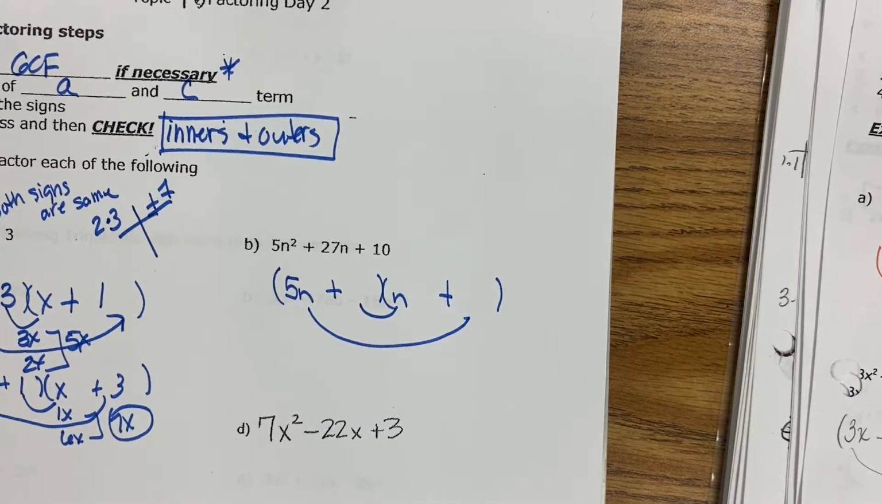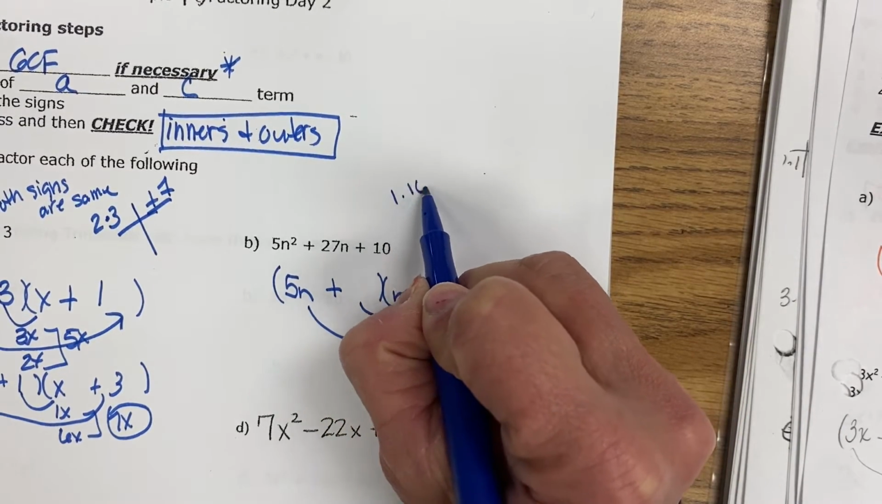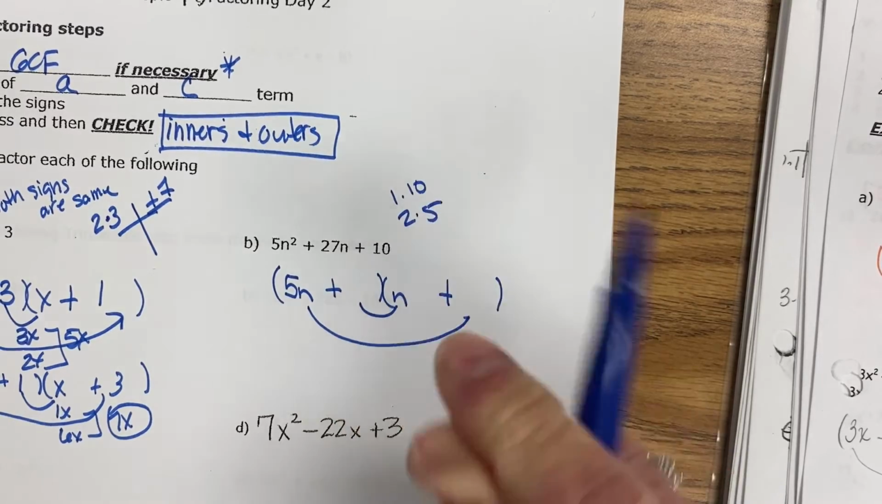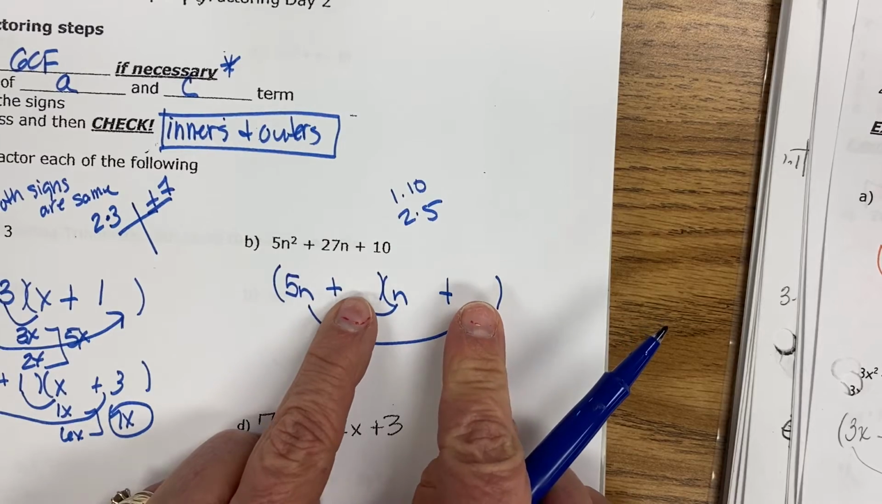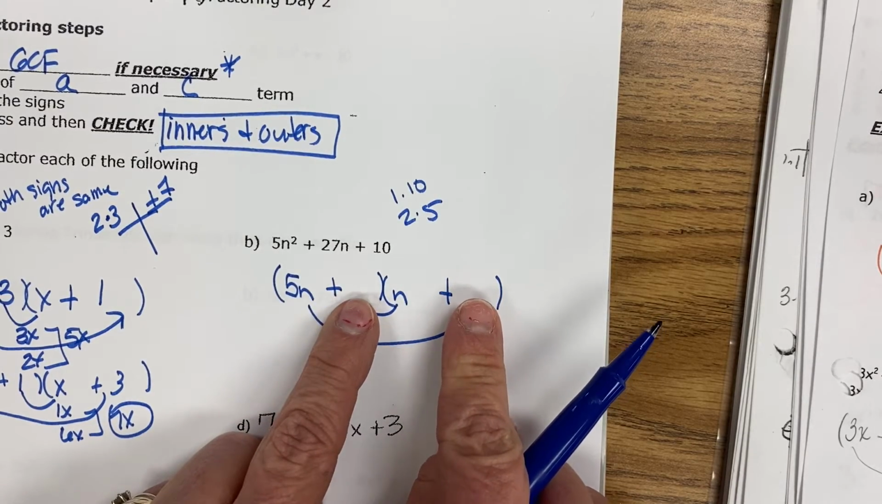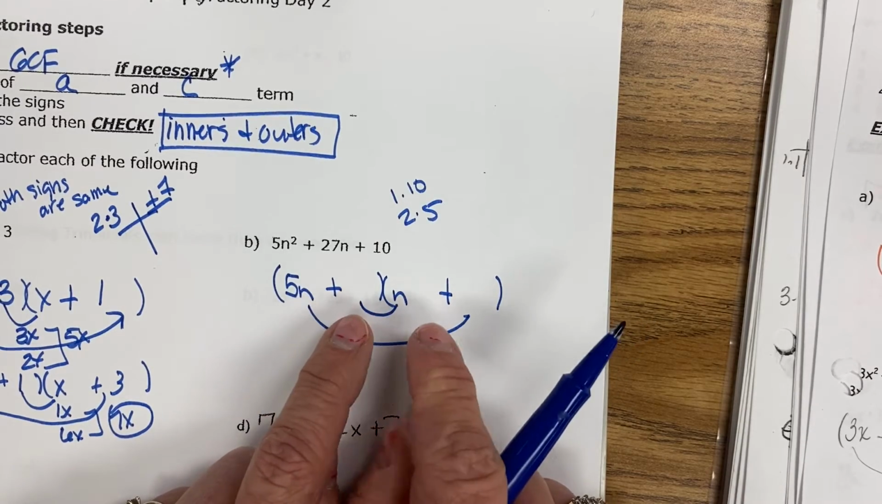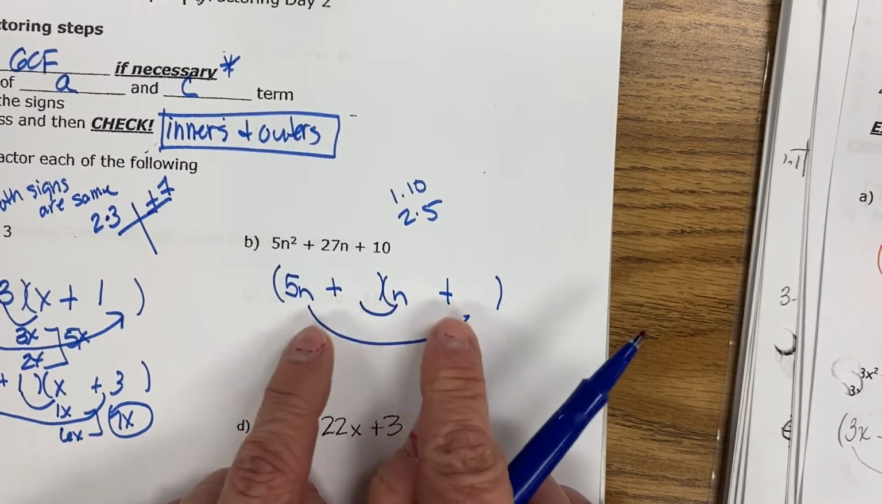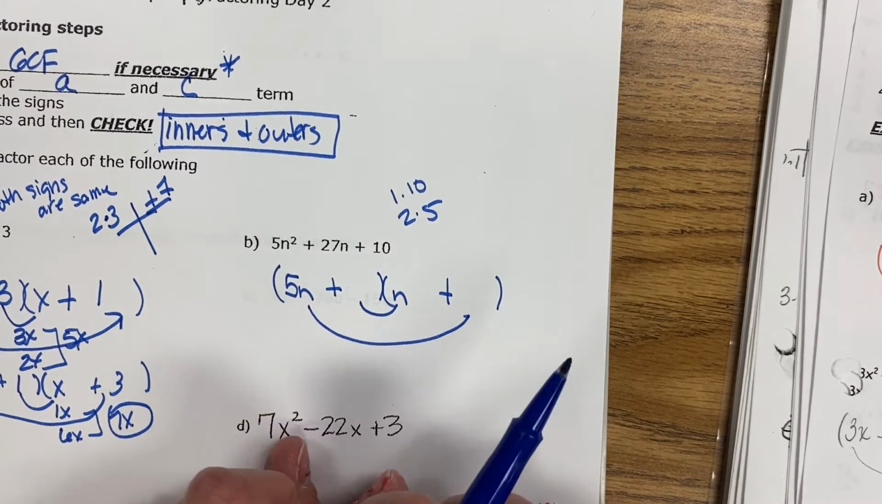So this is where it becomes a guess and check, because factors of 10 are 1 times 10 and 2 times 5. So you can either place a 1 and a 10 here, or a 10 and a 1, or a 2 and a 5, or a 5 and a 2. But most important, when you get done, these inners and the outers have to add up to 27n. That's why we're checking it.